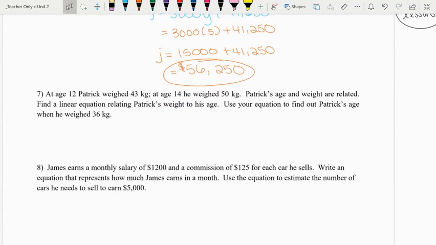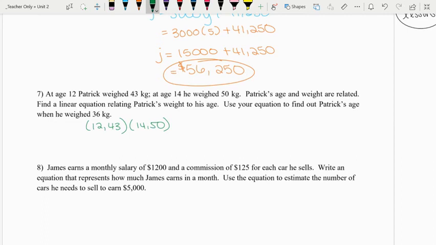At age 12, Patrick weighed 43 kilograms. So here's a nice little point for it. At age 14, he weighed 50. Patrick's age and weight are related. Find a linear equation relating Patrick's weight to his age. Use your equation to find out Patrick's age when he weighed 36 kilograms.